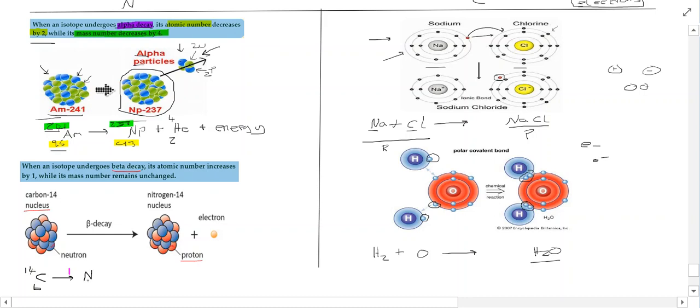So the symbol for nitrogen is N, and the atomic number for nitrogen is 7. So we see that this neutron has changed into a proton. So we started off with 6 protons, now we get one more, so this bumps up the atomic number to 7. And what happens is the mass number actually stays the same, because protons are equal to neutrons in relation to mass. They both have a mass of 1. So what happens is you get this neutron changing into a proton.